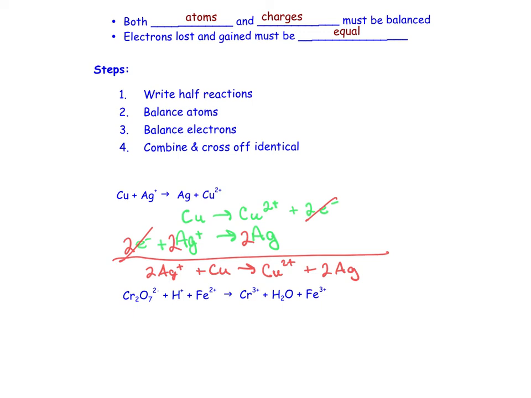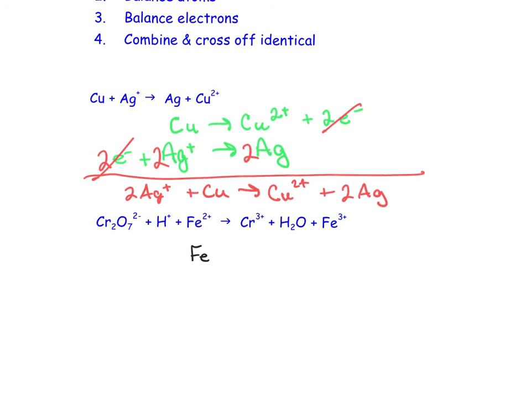Let's take a look at the second example. One half reaction involves the iron. I go from Fe2+ to Fe3+ and 1 electron. The second one is a little tougher. I have Cr2O7 with a 2- charge and H+, forming H2O and Cr3+. I need to balance my atoms first. 2 chromiums, so I need 2 chromiums. 7 oxygens on the left, so I need 7 oxygens on the right, meaning I need 14 H pluses.